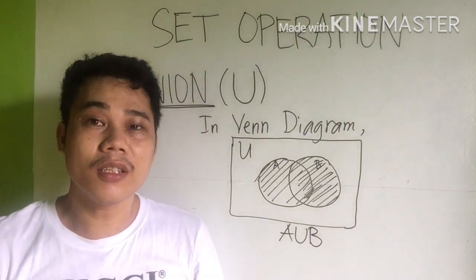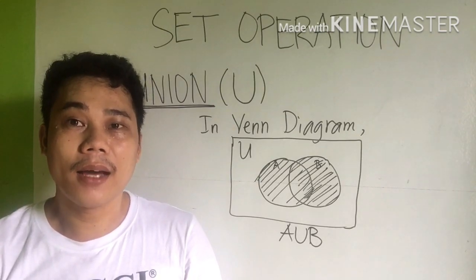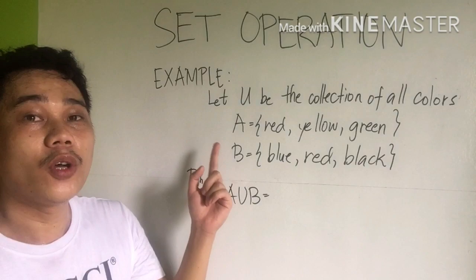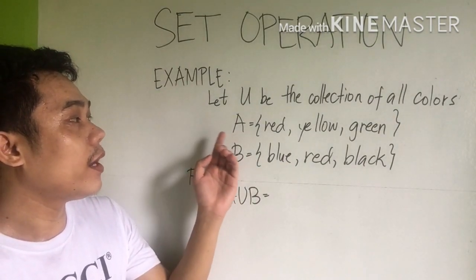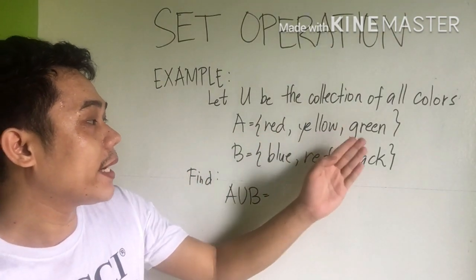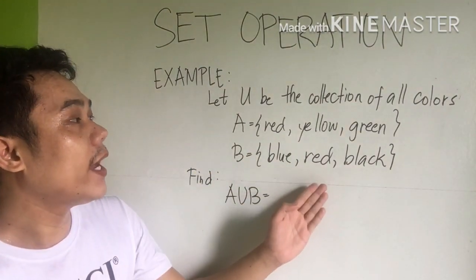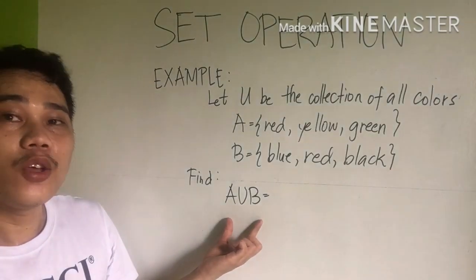And let us now consider an example para mas maintindihan natin paano ba i-operate ang union. Consider this universal set U to be the collection of all colors. And then we have set A na nag-contain siya ng red, yellow, green. And then yung B natin contains blue, red, at saka black. Hanapin natin ang A union B.